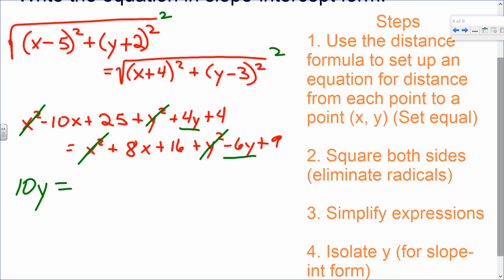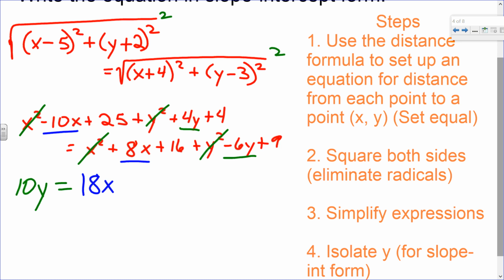Okay, then I want to get all of my x's on the right. I already have an 8x on the right. I have a minus 10x on the left. So if I add 10x to both sides, how many x's do I have, Kyle? I had 8, and if I add 10, I'll have 18x.